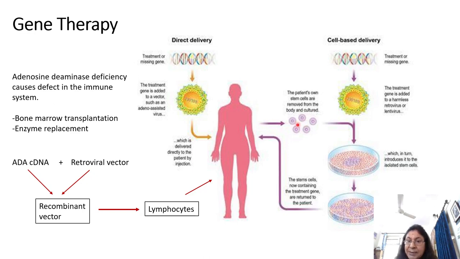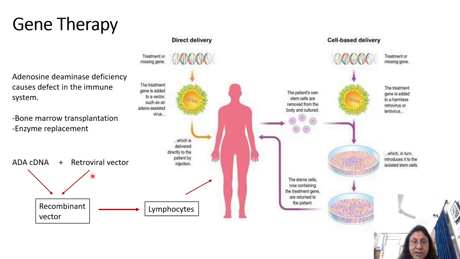Then you take these stem cells in a petri dish and you transform them with this recombinant vector, and eventually you have these transformed stem cells which are capable of making that particular enzyme, and then these are going to be directly going back into the bloodstream. Okay, that is another possibility. So the example which I am giving you here is something very similar to the cell-based delivery.